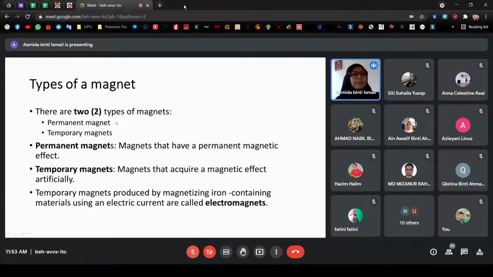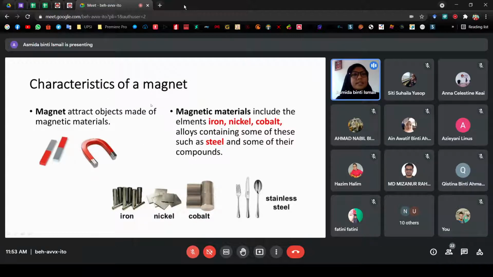There are two types of magnet. You have a permanent magnet and a temporary magnet. And this is the characteristic of the magnet. Magnet attract object made of the magnetic material. This is the example of the magnetic material. We have iron, nickel, cobalt, alloy, steel. So kalau magnet ni dia akan boleh attract objek yang ada magnetic material. Ini semua benda ni lah.